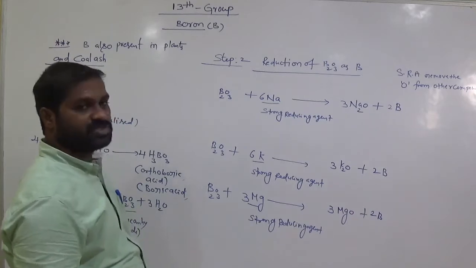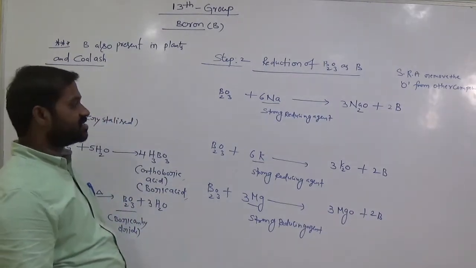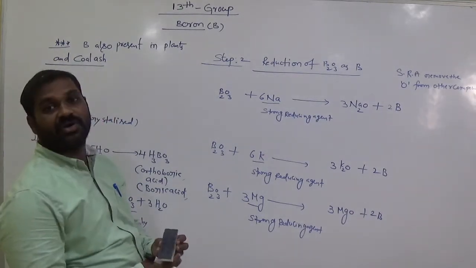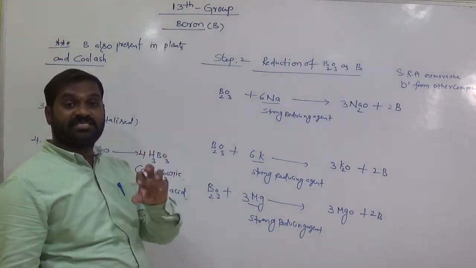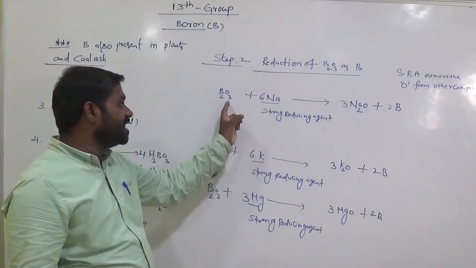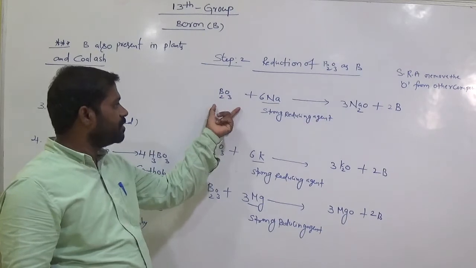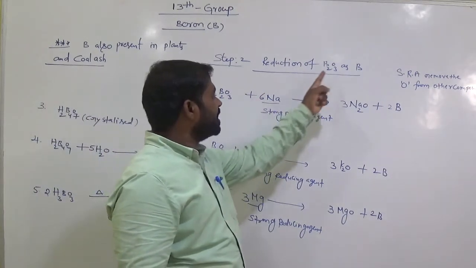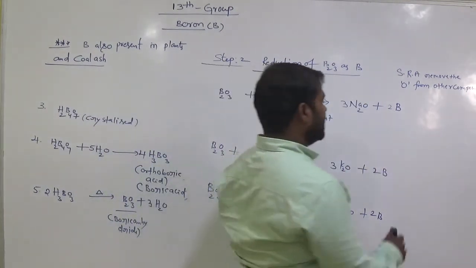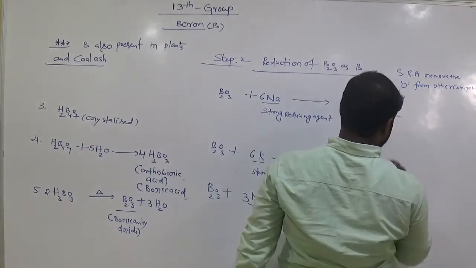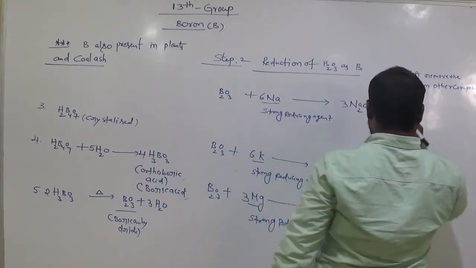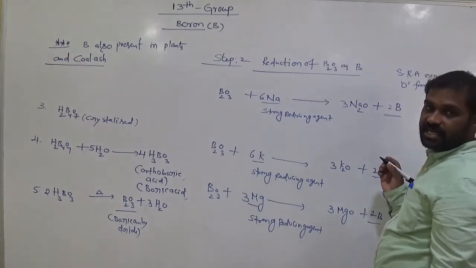So now sodium, potassium, magnesium are called strong reducing agents. Why are these called strong reducing agents? Reducing agents means the sodium easily removes the oxygen from this compound. So B2O3 is converted to boron or not? Here we need this one. This boron is very important. We extract the boron here.